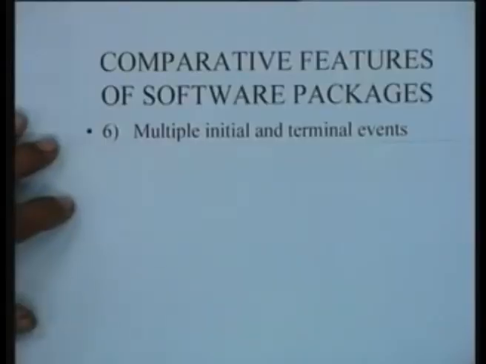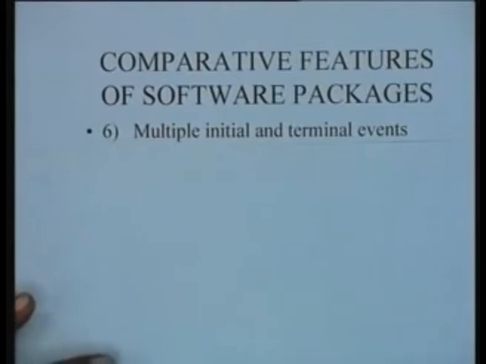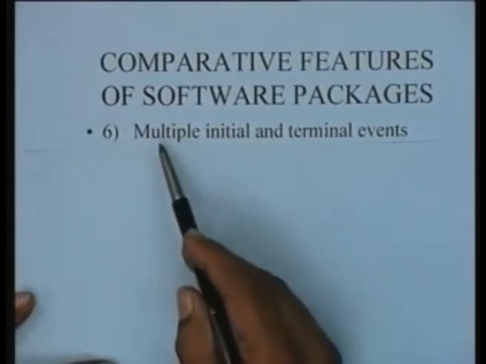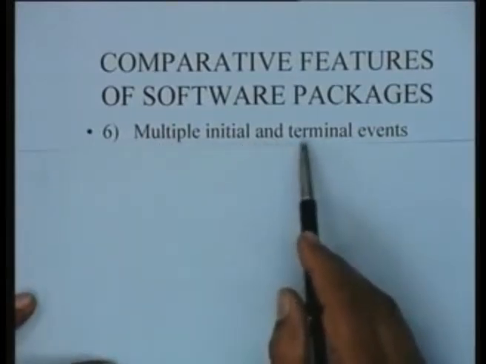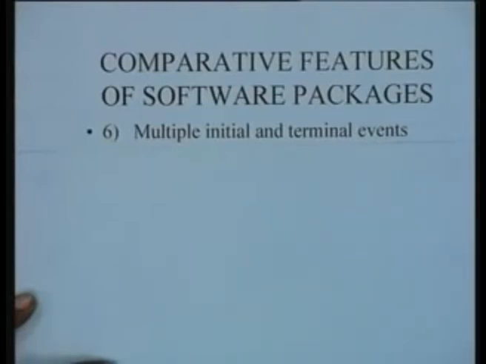Another feature which is important when you are talking about software packages is the capacity to handle multiple initial and terminal events. I think this is simple in the sense that you know that you can have multiple sources and multiple sinks in a network, but for all purposes of scheduling you can always convert them into a single source, single sink network by the use of dummies and so on.